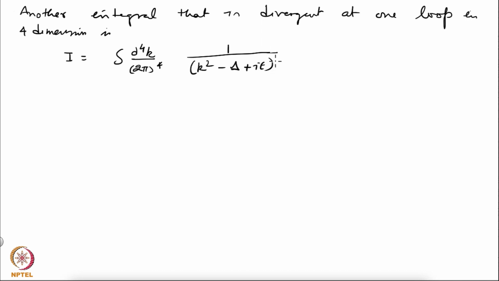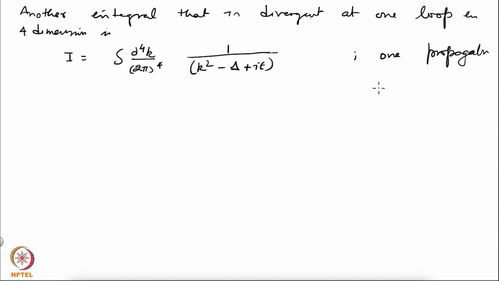Here the power is 1. So only one propagator, and the previous one was with 2 propagators. And you know that if you have more than 2 propagators, let's say 3 or 4 or whatever, then this integral will be convergent, because if you have 3 here, then 4 powers in the numerator and 6 powers in the denominator, so it's convergent. And that's why I'm interested in looking at only these 2 integrals here.